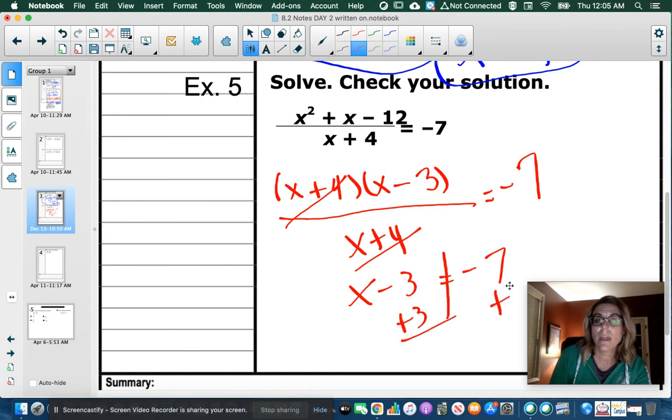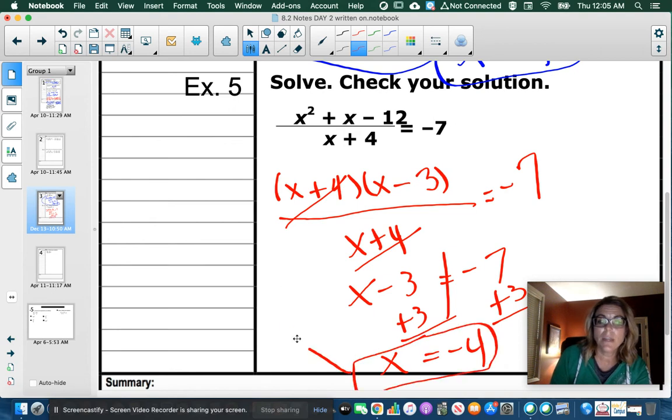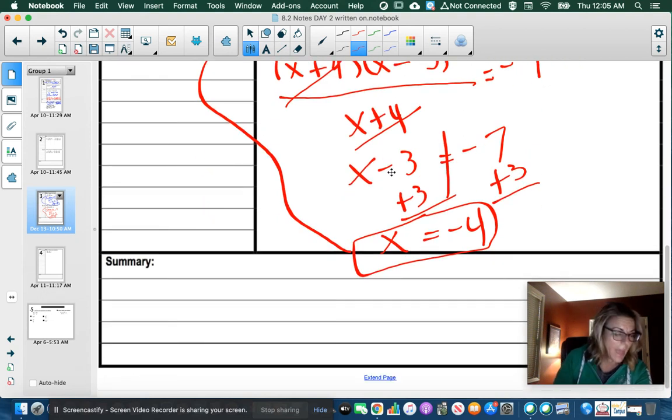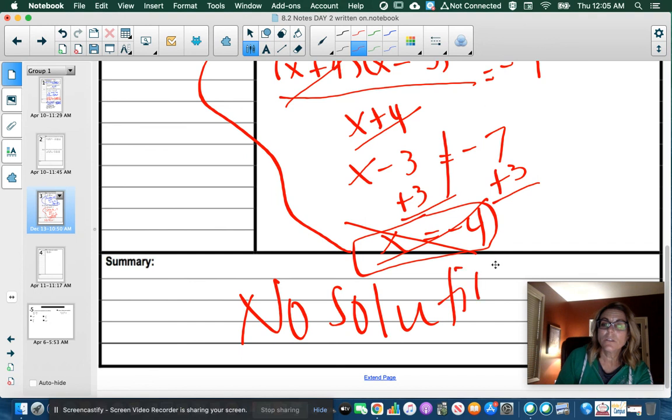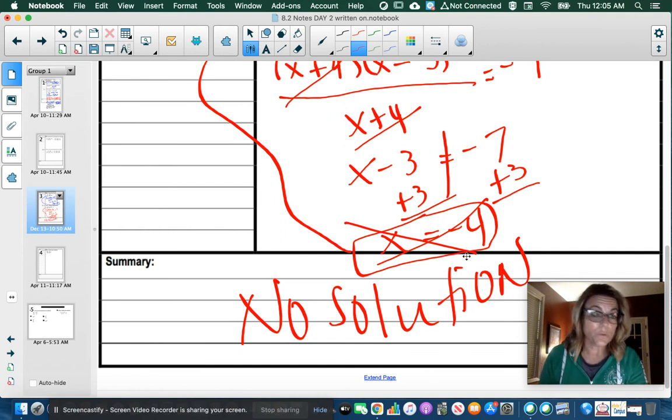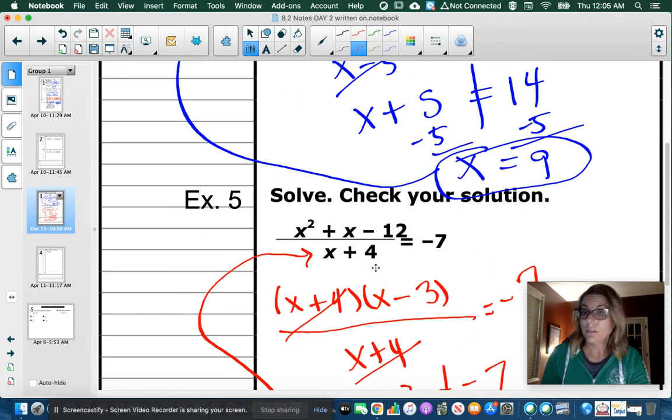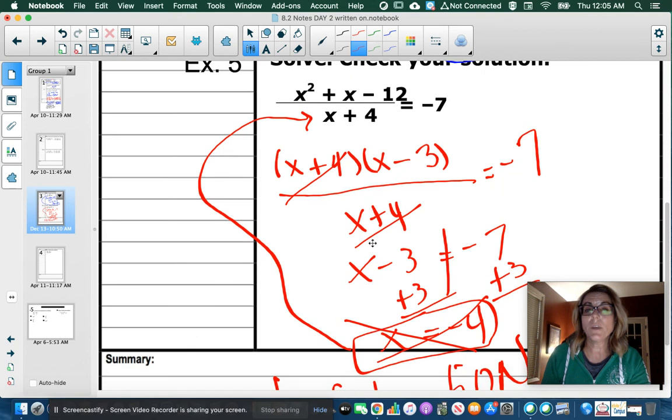Add 3, x equals negative 4. If we take that negative 4 and plug that into our denominator, negative 4 plus 4 is 0. We can't divide by 0. When that happens, no solution in this case, because there's no other solution to check. All of them are crossed off, so it's no solution. And that's because if you plug your answer into the denominator of your rational expression, you get 0 in the denominator, and you cannot divide by 0.